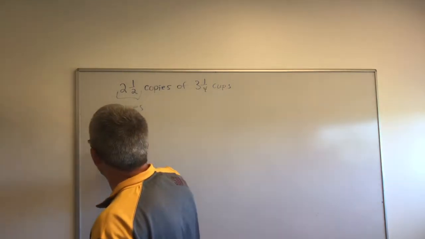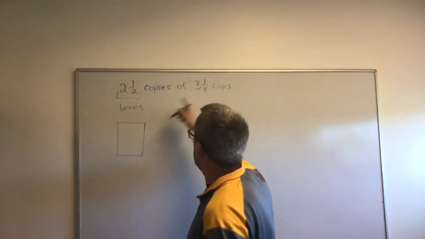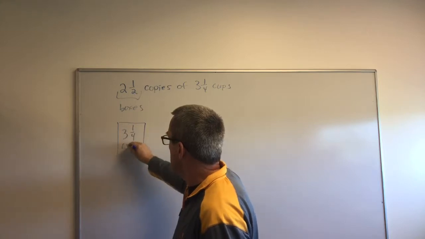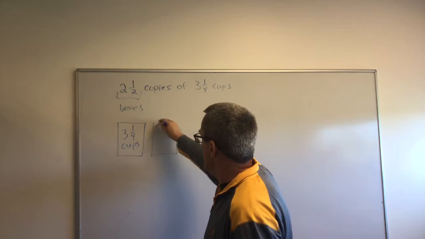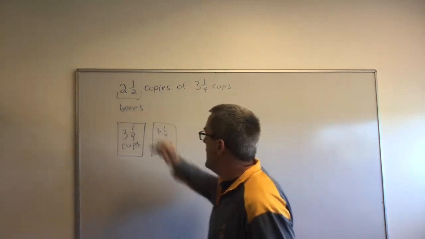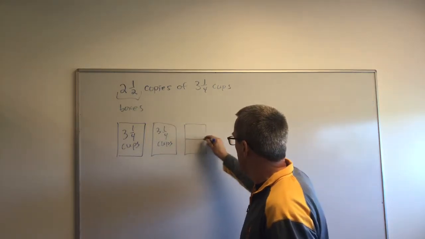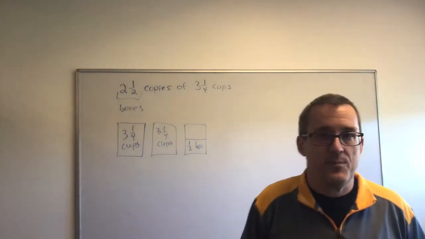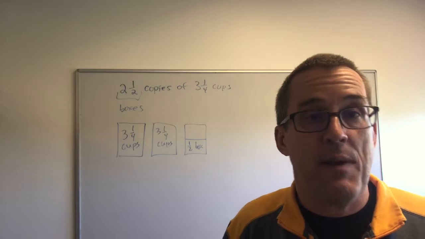Well, you know how I like pictures. They're worth 1,000 words. So we're going to make up pictures. So here's a box of crackers, and a box of crackers contains 3 1/4 cups. That's one copy. There's another box of crackers that contains 3 1/4 cups. There's 2 copies. And here's another box of crackers, but we only ate half of that box. So the question is, we have to figure out how many cups are in this 2 1/2 boxes.